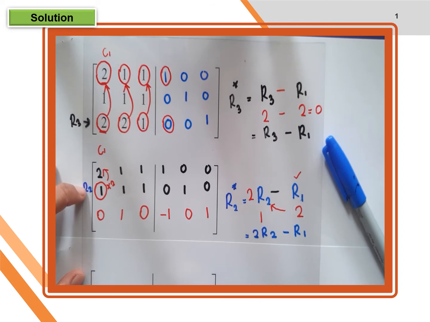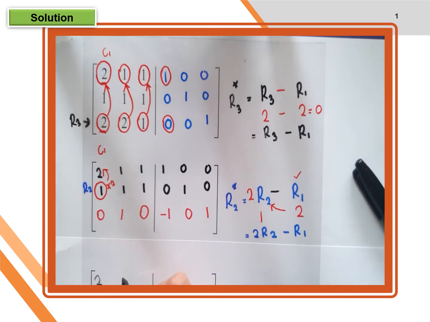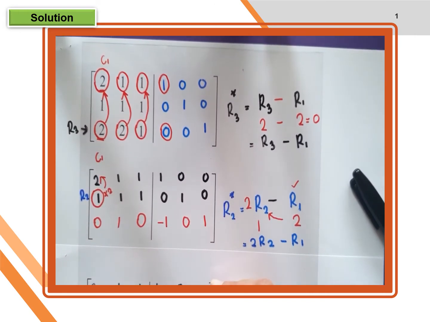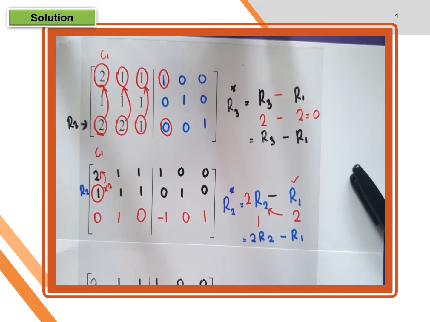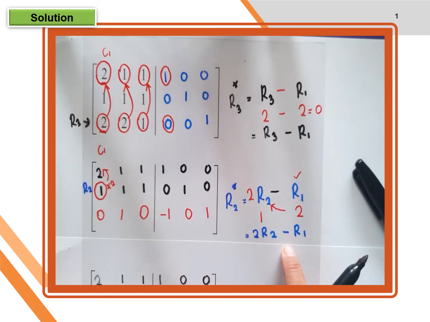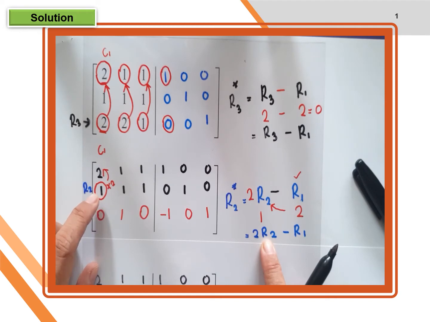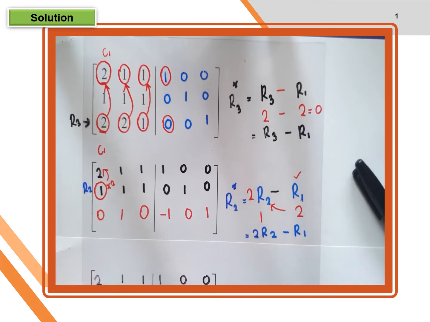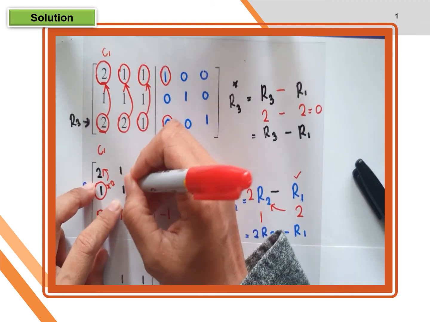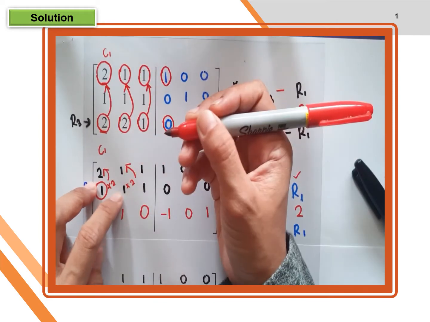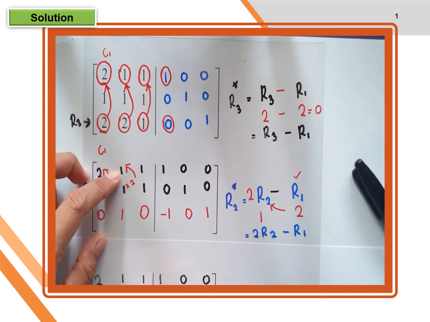We only replace the second row. For the first row and the third row, just keep everything. Write down again: 2, 1, 1, 1, 0, 0, and 0, 1, 0, negative 1, 0, 1. How about row number 2? We replace row number 2 using this formula. 2 times row number 2, which is 1 times 2: 2 minus 2 equals 0. Next, going to the second column: 1 times 2 minus 1, 2 minus 1, so the answer is equal to 1.